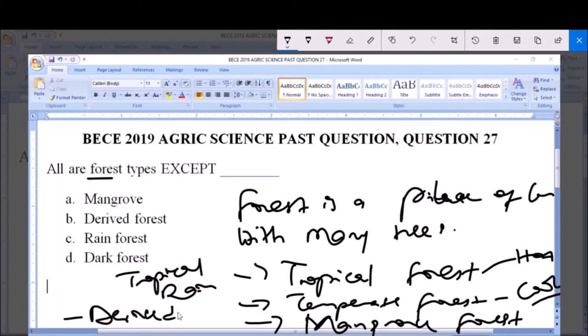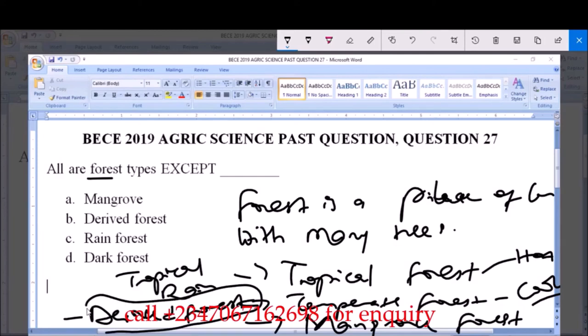From the word derived, it means these forests do not occur naturally. They are formed by man. Like I told you, a forest is a piece of land with many trees, so actually, a forest can be formed. So these are the brief types of forest. We have others also, but now the options given to us.